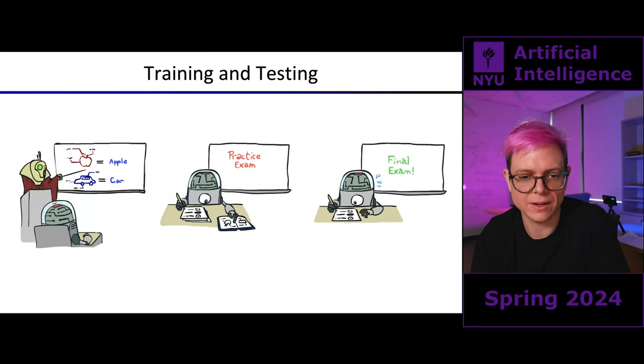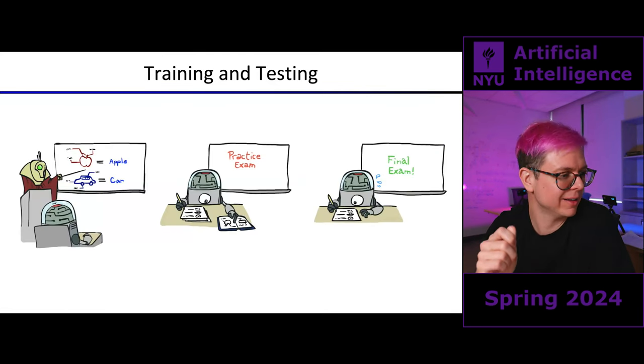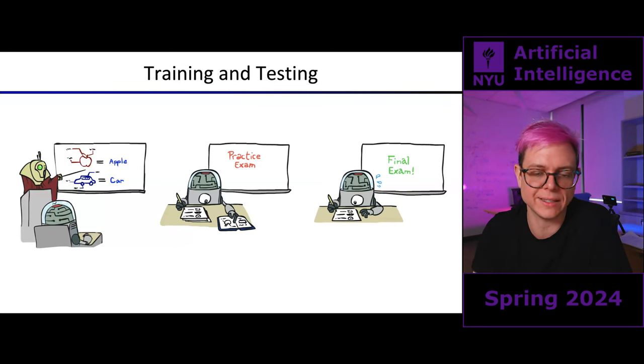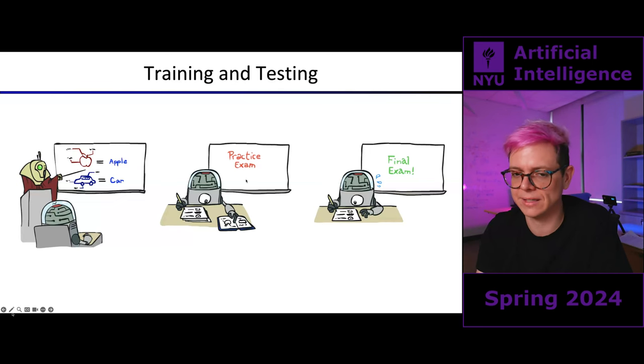All right. How do we actually detect this, right? We have to figure out first how we make sure we are not making these mistakes in practice. So first we train our model, okay? We teach it what are apples, what are cars. Then we have practice exams. That's why you have homework, right? Maybe. And then we have the final exam such that you can actually try your knowledge.